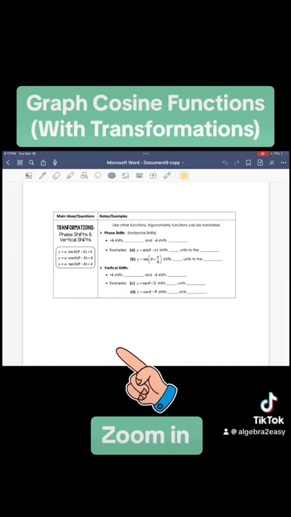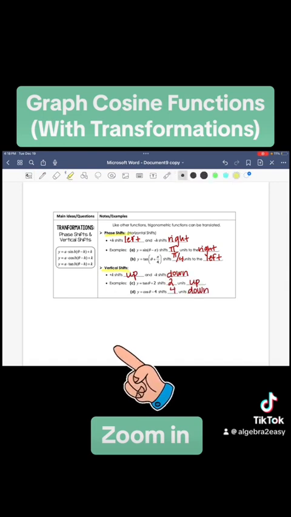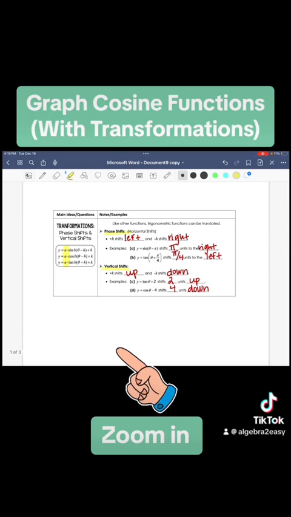Today we're going to graph cosine functions with transformations. Let's do a quick recap of all of the different transformations we may see. Remember, we have phase shifts. That's going to move your graph left or right. Vertical shifts, remember, are going to move your graph up and down. And do not forget about our vertical stretches and compressions as well. Remember, that's going to either make your graph larger or make it smaller.